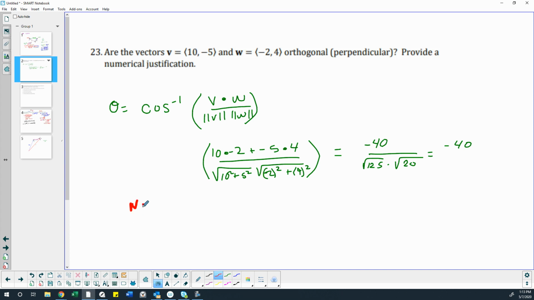No, because v dot w does not equal 0. So simply, that is enough to know that it's not orthogonal. The only way that you'll get perpendicular vectors is if their dot product is 0, because the inverse cosine of 0 is 90. If I'm explaining that incorrectly, feel free to correct me. So we could finish the problem and find the actual angle, but it's not necessary.